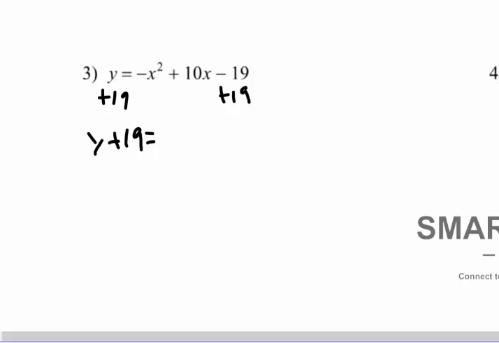And now I'm going to go ahead and factor out that negative. So I'm going to put the negative on the outside. That changes it to a minus 10x. And we've got to find the c value. So half of negative 10 is negative 5.